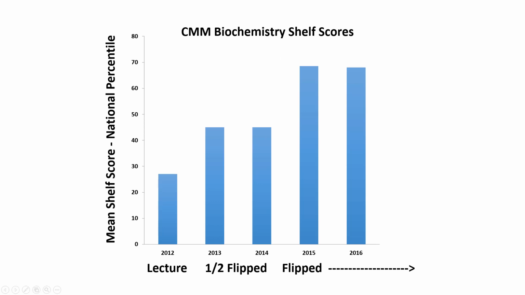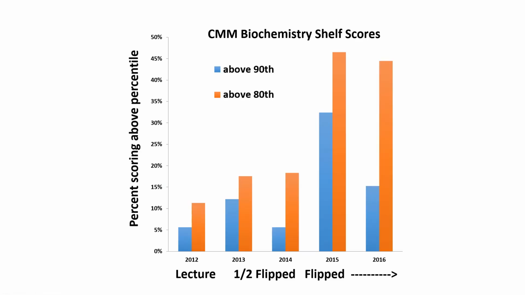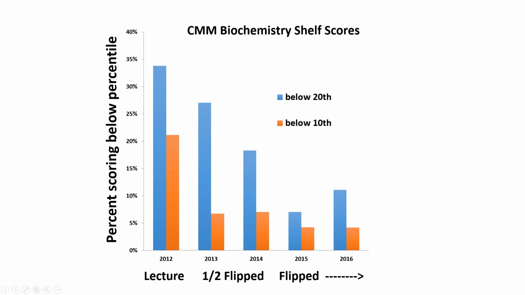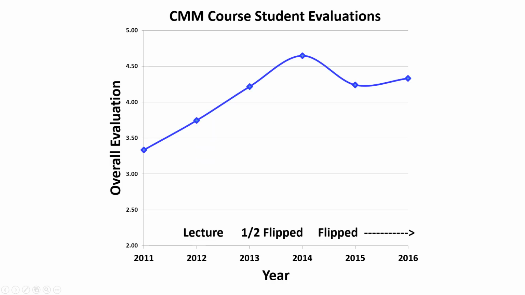You can see from 2012 to 2016, we had a very nice increase in our scores on the shelf scores in biochemistry. Also on the number above the 90th percentile and above the 80th percentile increase. So our better students did better. We also had our lower echelon students also did not do as bad, so we had fewer failures and fewer low grades. Student evaluations of the course went up, and that made us all happy, especially Dr. Olive.